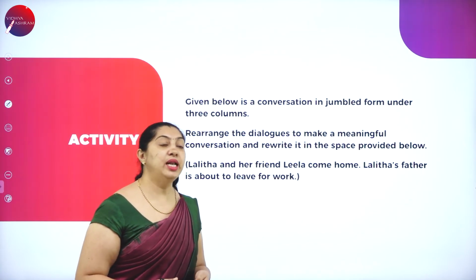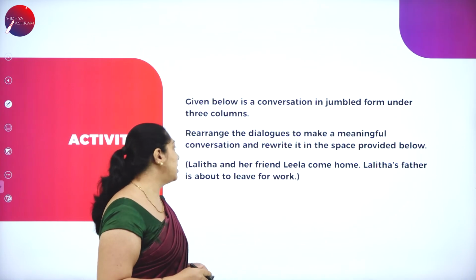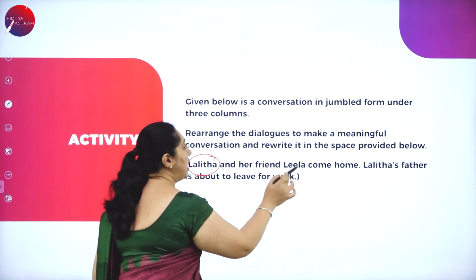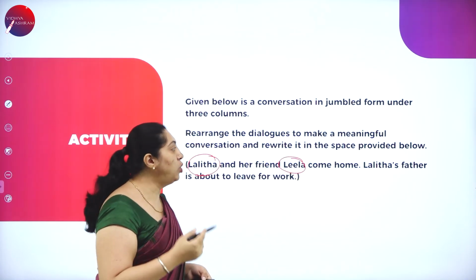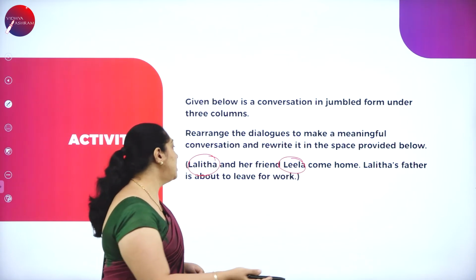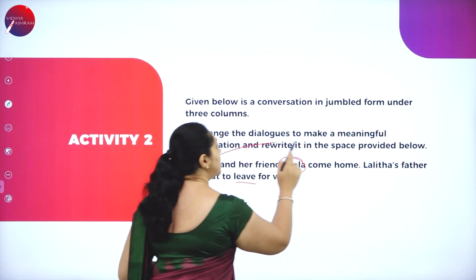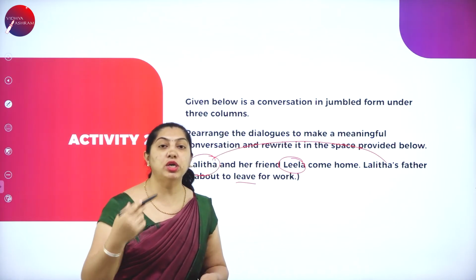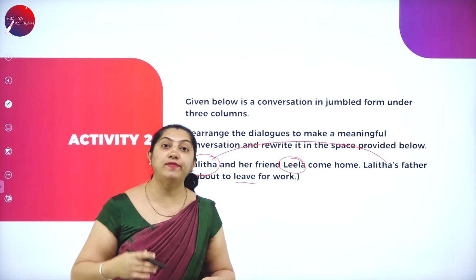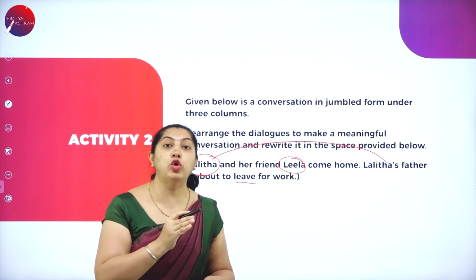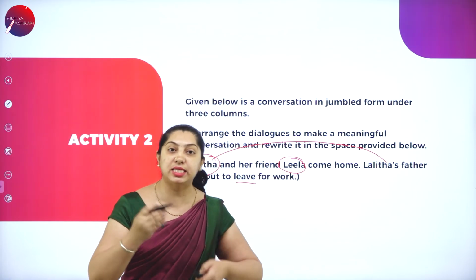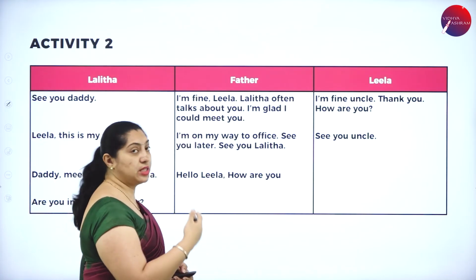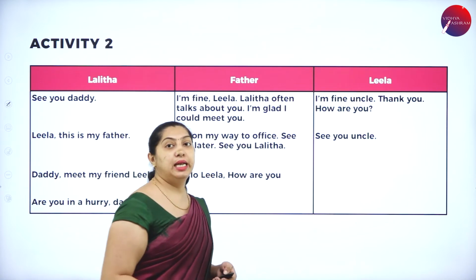Lalita and her friend Leela come home. Lalita's father is about to leave for work. So who is coming home here? Lalita and Leela are coming home. Leela is coming to Lalita's home, and here Lalita's father is about to leave. So let's see how the conversation begins. Now we have to go through all the columns and match the dialogues. It is jumbled. We have to rearrange it here. As I've told, there are 3 columns: Lalita, father and Leela.